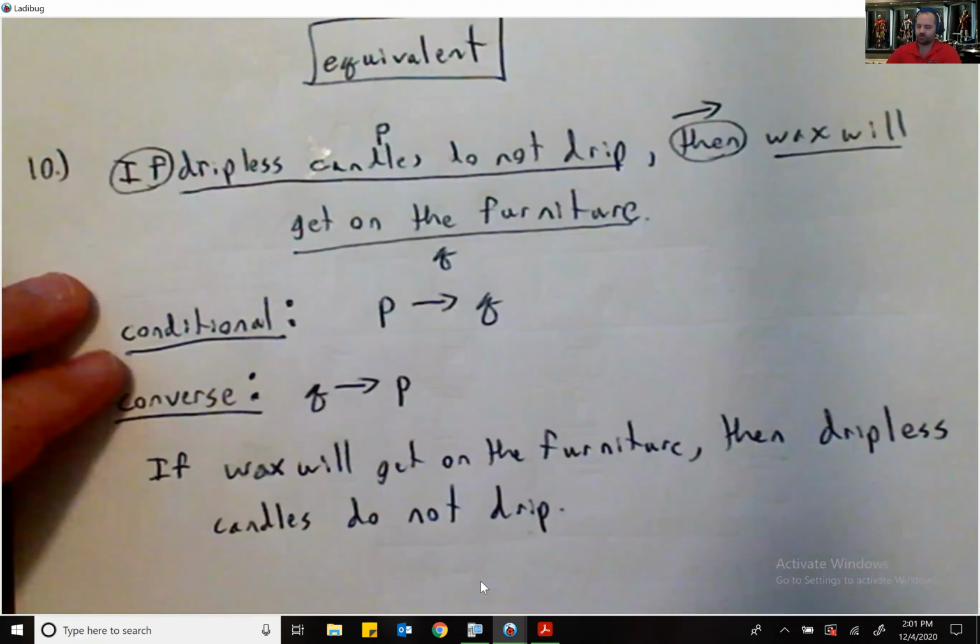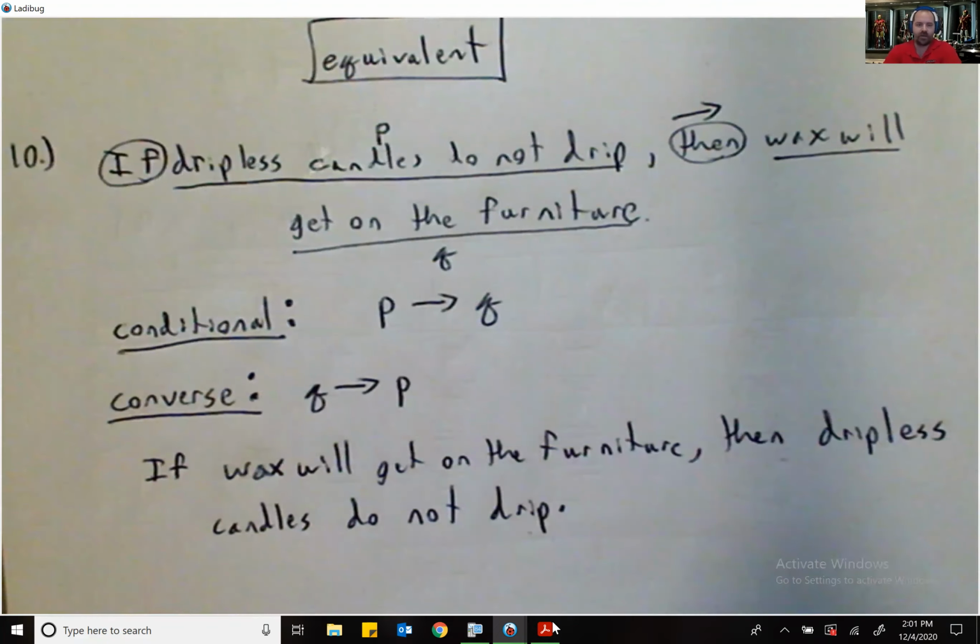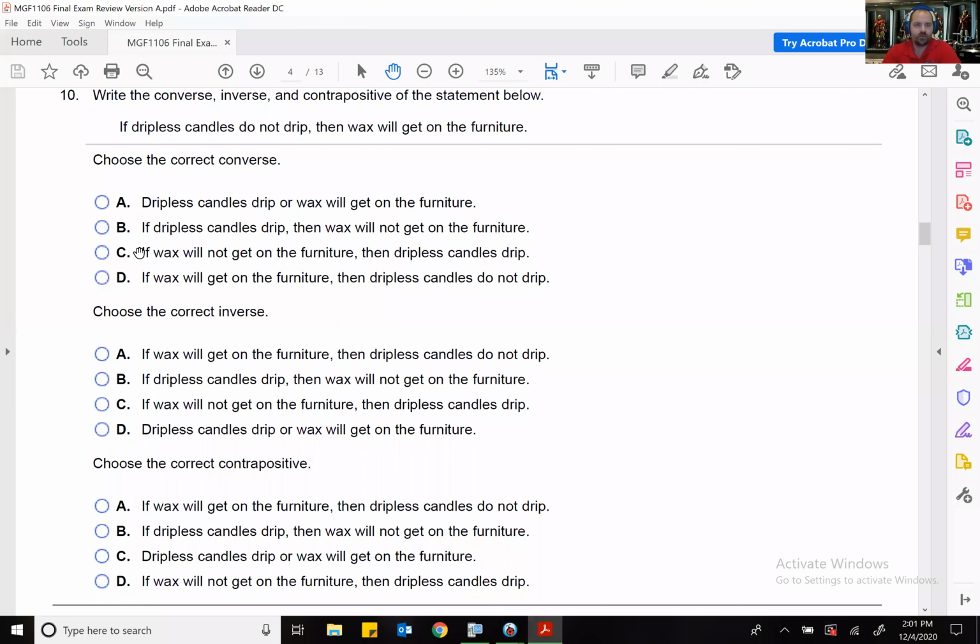And there it is. So if we go back, this is multiple choice. If wax will get on the furniture, then dripless candles do not drip. There it is. So it is D.